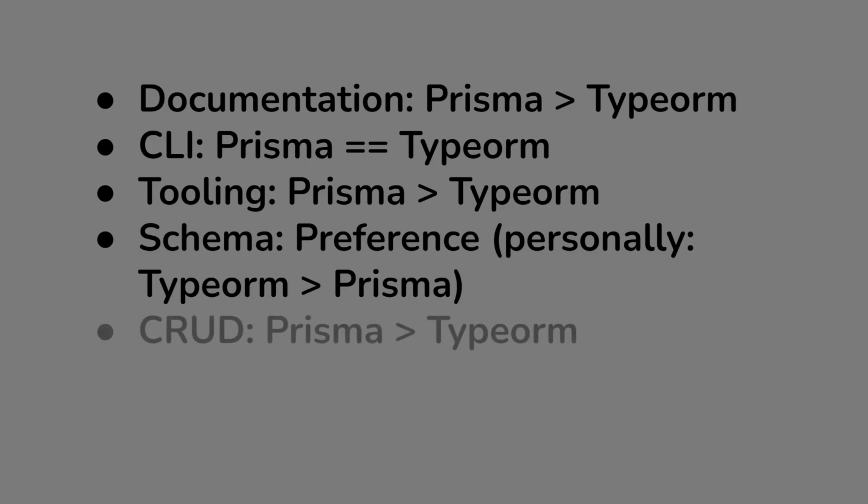And both these ORMs have similar CRUD operations as well. But Prisma does have one step over Typeorm. This is because as part of the code generation, it generates specific data types such as update inputs, create inputs, and more, whereas in Typeorm, you'd have to create those DTO objects yourself.